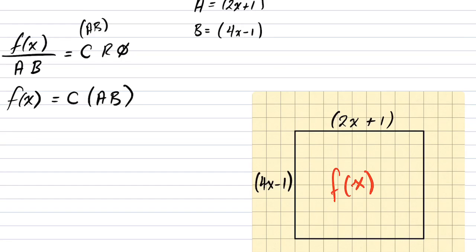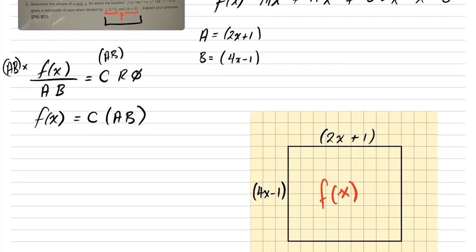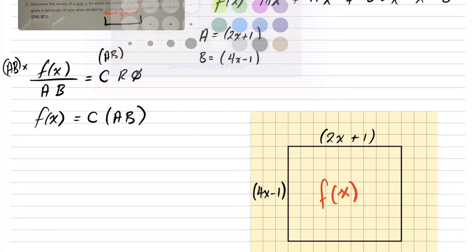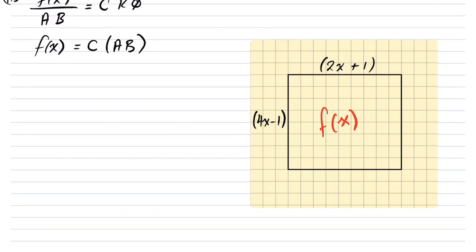Because if we have no remainder left over, that means 2x plus 1 has to be a perfect side length for this area that we're finding, and 4x minus 1 also has to be another perfect side length for the area. So what does this mean? How can we actually use this as useful information to solve this? Well, let's consider a here.